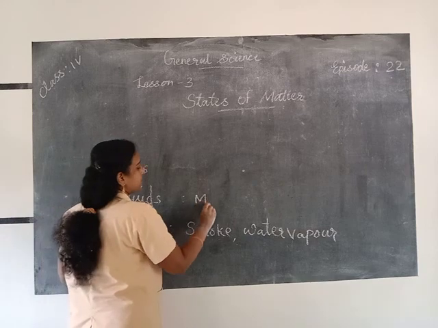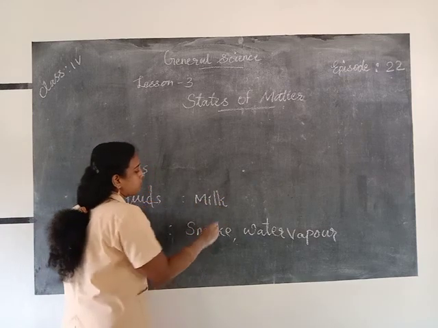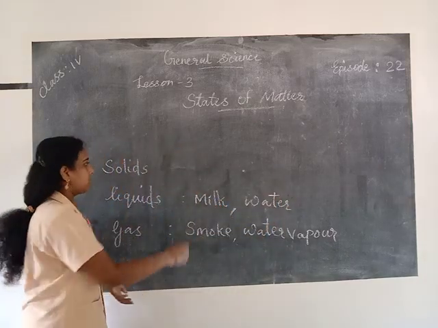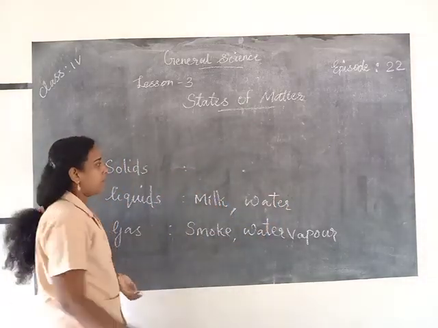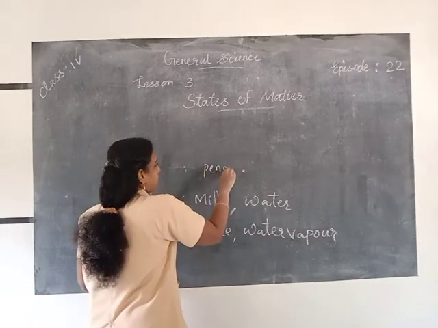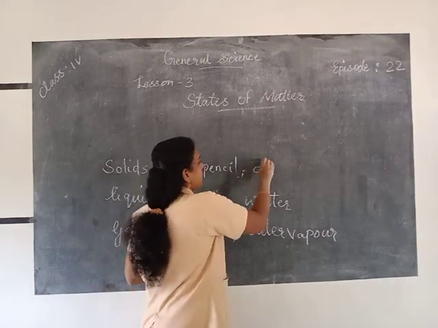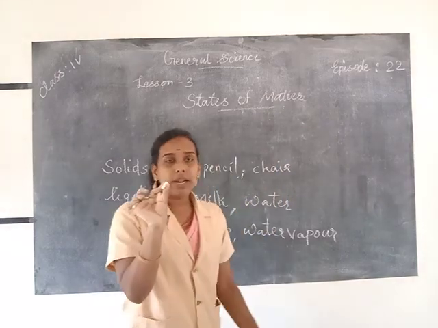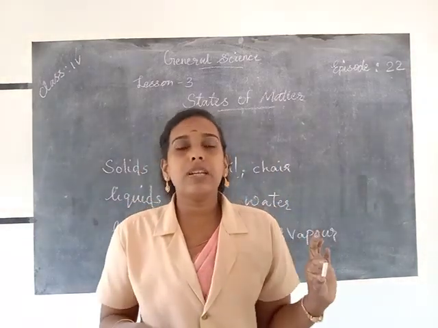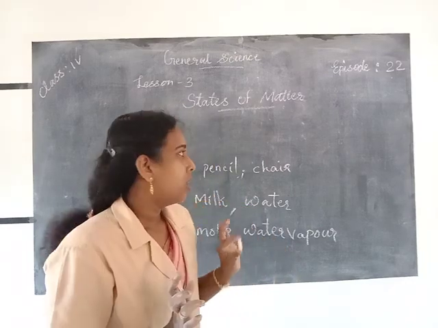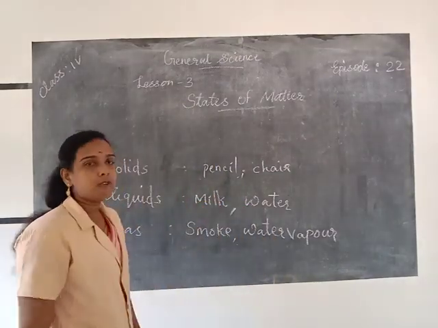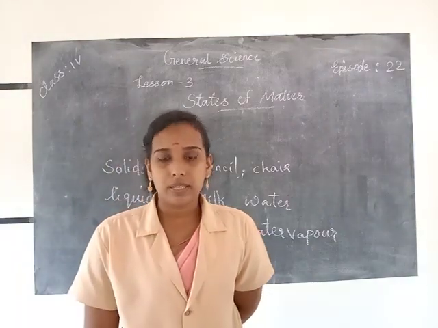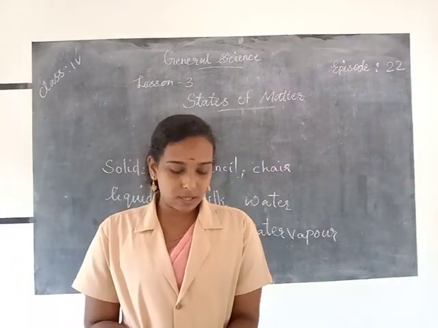And in liquid state, liquids can flow, so milk, water, etc. are examples for liquid state. And in solid state, examples are your pencil, instrument box, chair, table, chalk. Chalk is also made up of matter and it has definite shape. So the chalk is the solid state of matter. So solids, liquids and gas are the three states of matter.